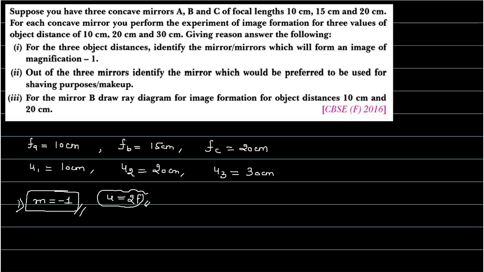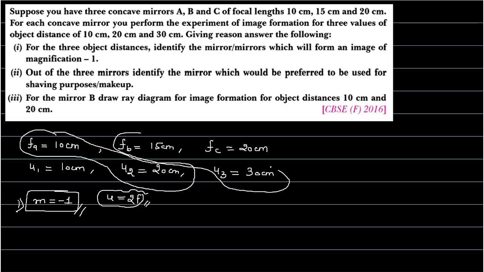So you can say that for mirror A, it would be u2 because 10 centimeter is the focal length and the object is placed at 20 centimeter. That means it is placed at the center of curvature. And for mirror B, it will be u3, right? So two answers are there. For A, it will be u2 and for B, it will be u3. This is our first answer for question number 1.